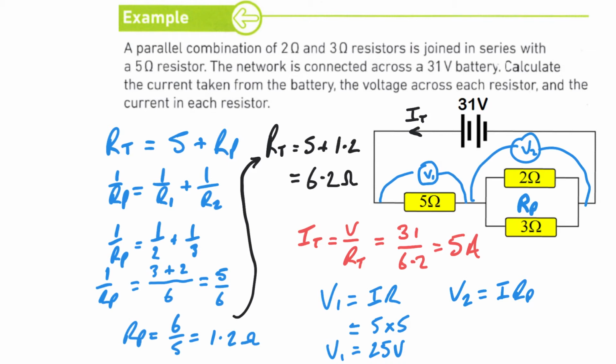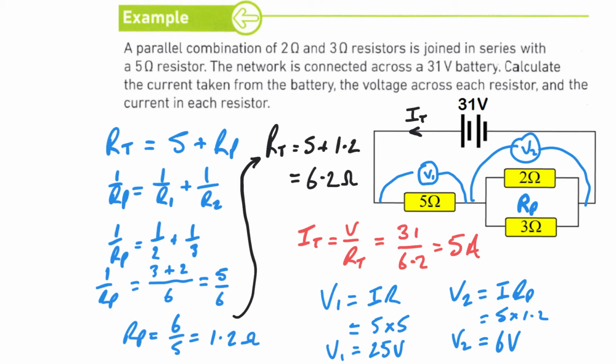So V2 equals I times RP, which is 5 amps times 1.2 ohms. 1.2 is 1 1/5, and 1 1/5 fives is 6. And so as expected, these two voltages add up to the 31 volts. Now I've run out of space for doing this last bit, but I'll talk you through it.